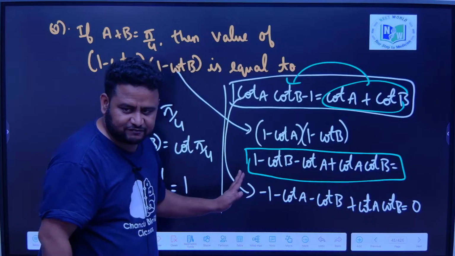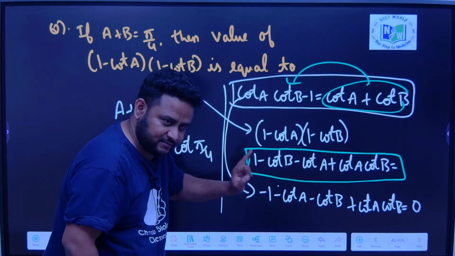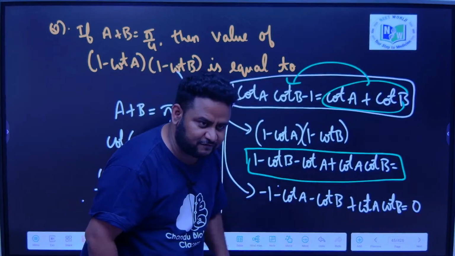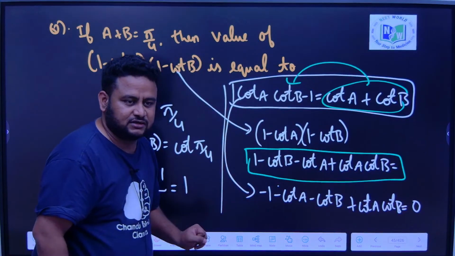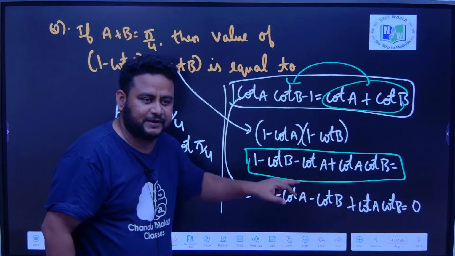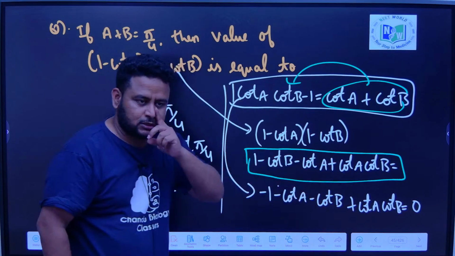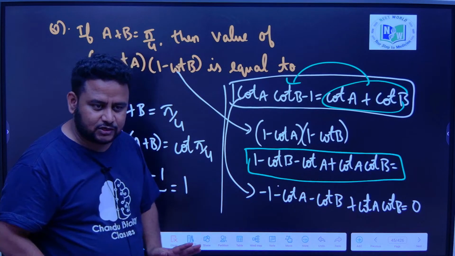Now observe here carefully. This one and this one you observe. We are having minus cot A, fine. Minus cot B, fine. Plus cot A cot B, here also plus cot A cot B, fine. But here we are having plus 1, here we are having minus 1. You cannot say that I will multiply throughout by minus, because if you multiply throughout by minus, this everything will change. So I want plus 1, this minus 1 I should eliminate. So what can I do?